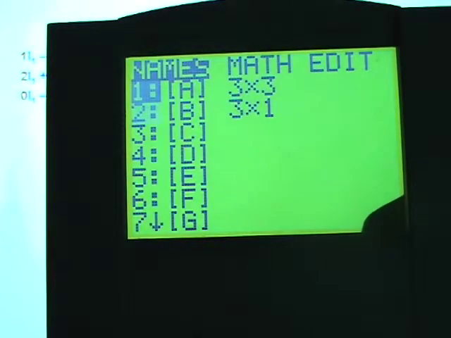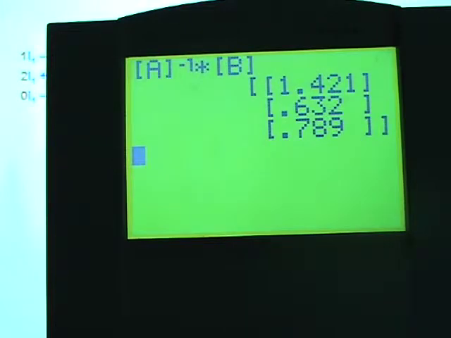So that writes matrix A, and now type X inverse, that is the inverse of matrix A, and multiply that by matrix B. How do you pick matrix B? Second X inverse, go down and pick matrix B. And now you enter. These are the values of I1, I2, I3.